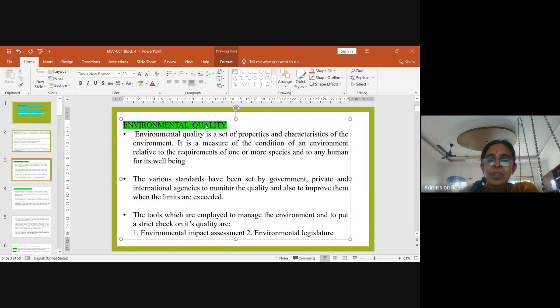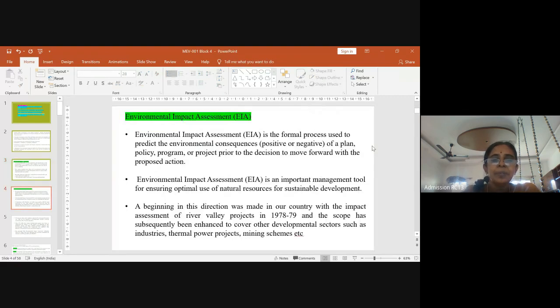The main tools to manage the environment are: first, the quality of the environment is assessed by environmental impact assessment, and the second is environmental legislation. First, coming to the environmental impact assessment, in short also called EIA. It is a process. As the name itself indicates, it is the assessment of the impact on the environment by a project, a program, or a plan.